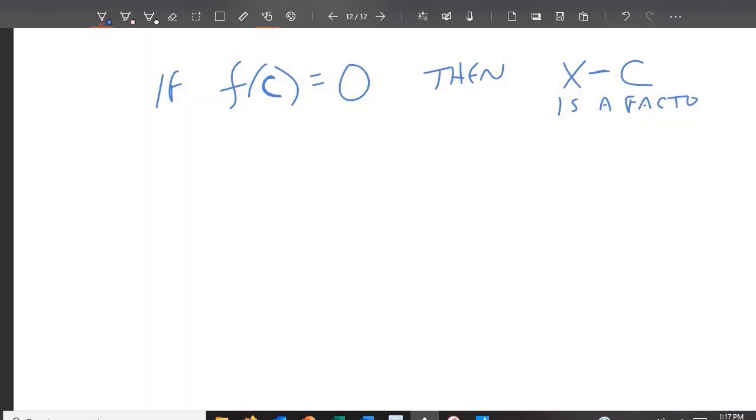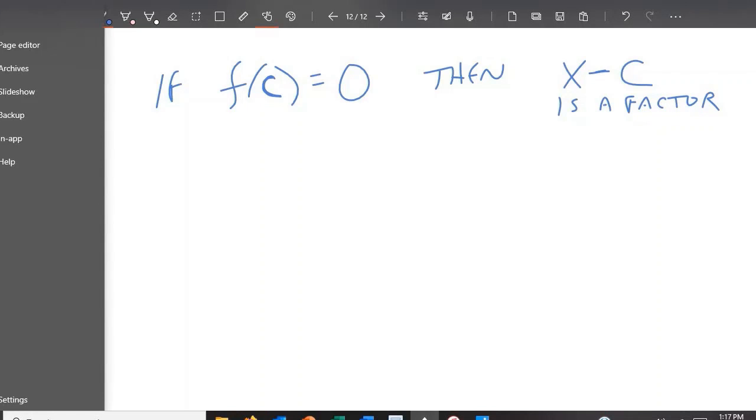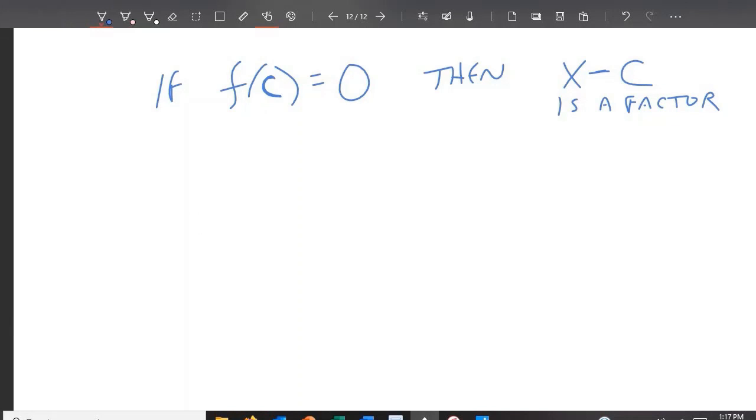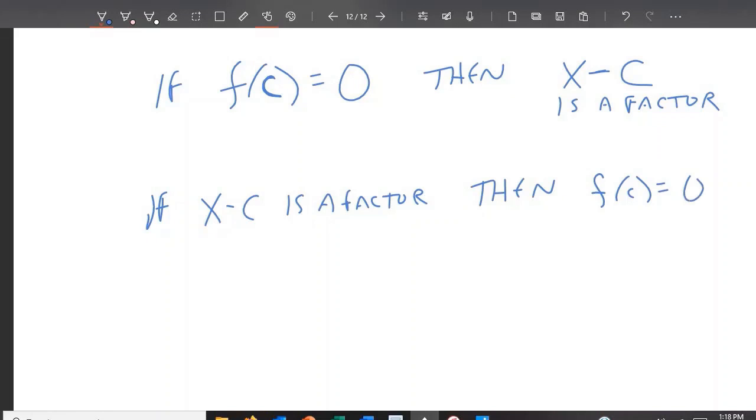So it's important to know the relationship between factor and 0. If I plug a number in and I get 0, then that means x minus c is a factor. If I am told x minus c is a factor, that automatically means the remainder is 0. And I'm going to show you an example that goes back to chapter 2 when we were solving quadratic equations.